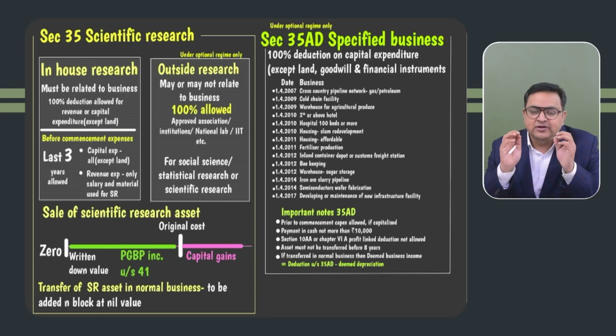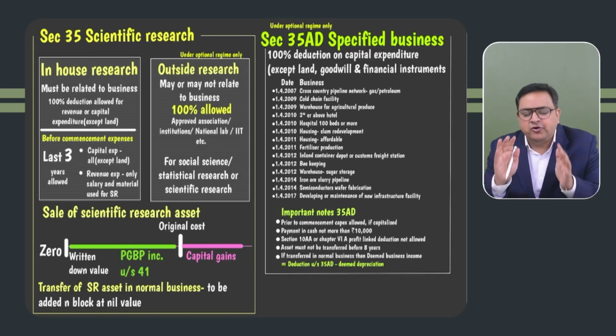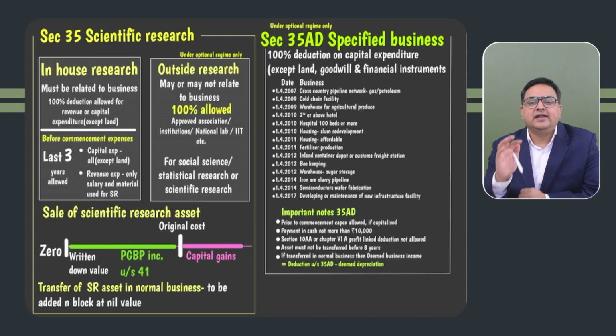You just have to see the day when you are making this contribution, whether that was approved or not. Subsequently, if the approval was withdrawn, it will not make any difference, because the day when you contributed the amount, it was approved on that particular day, right? But outside research is allowed only under the optional regime. It is not allowed in the default regime.